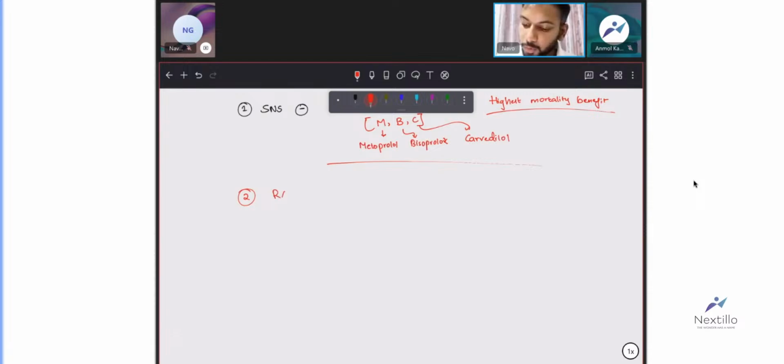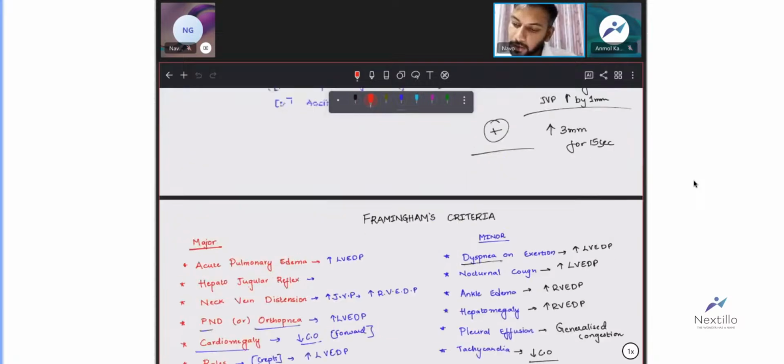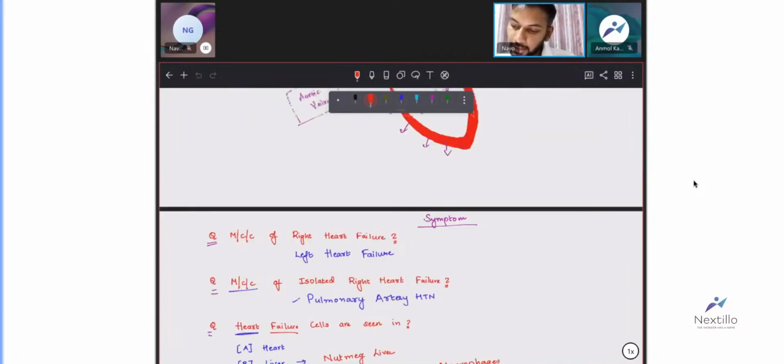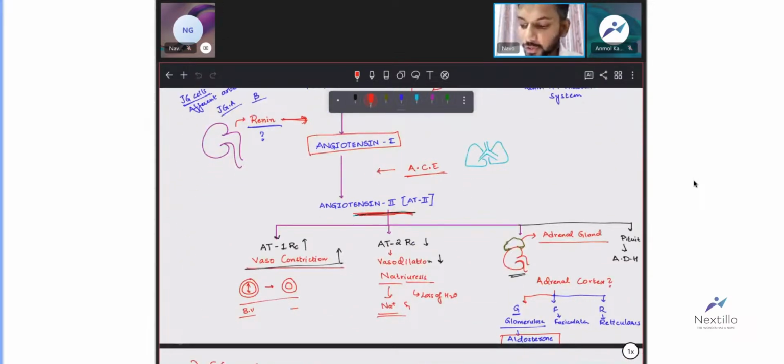Second, we want to block the renin angiotensin aldosterone system. This is by ACE inhibitors or ARBs. Now, which one is better? What do you think? I'll tell you which one is better by using the same diagram that we studied in pathogenesis. I told you angiotensin 2 is activating the angiotensin 1 receptor and causing vasoconstriction. Yes, angiotensin 2 is also activating the angiotensin 2 receptor to cause vasodilation. But the AT1 receptor activity is more, so we are getting vasoconstriction.